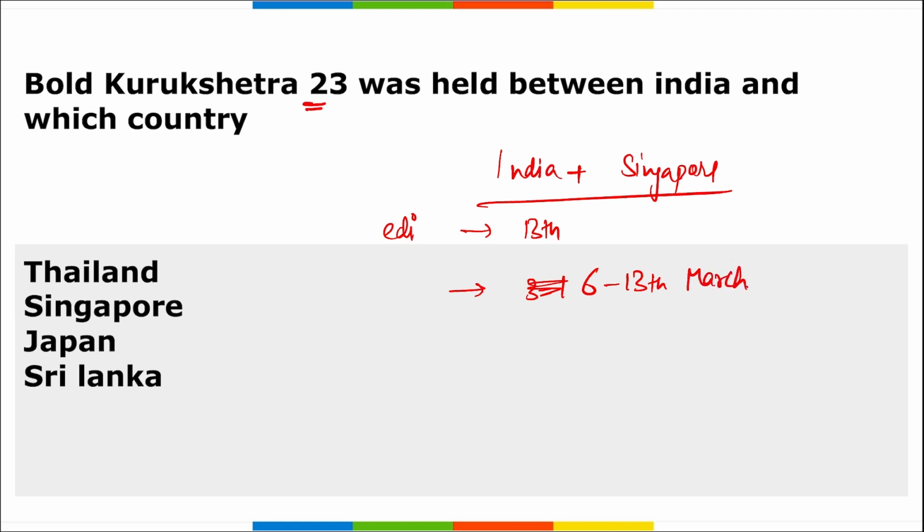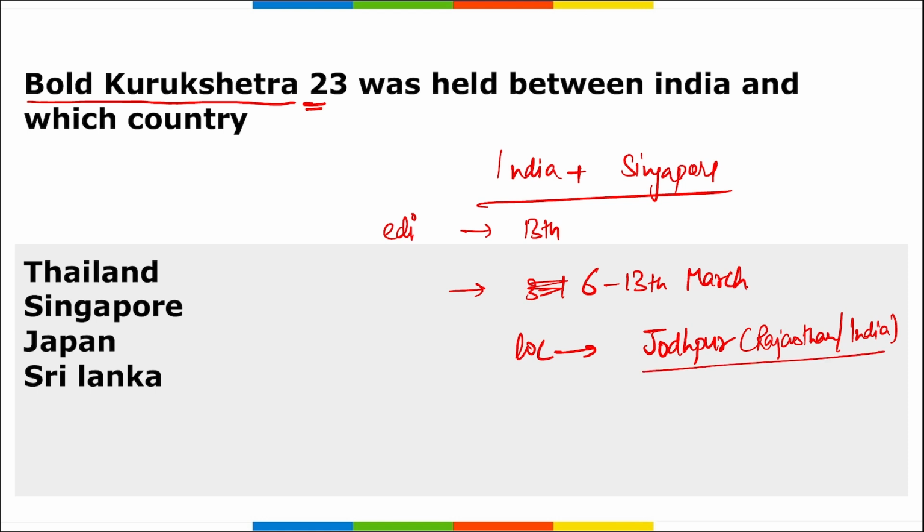Now the question can also be asked about the location. Where was this Bold Kurukshetra exercise being conducted? It was observed at Jodhpur. Alright, and Jodhpur is in Rajasthan, and Rajasthan is in India. Alright, so Bold Kurukshetra in 2023, it was the 13th edition, and the time period was from 6th to 13th of March, and the location was Jodhpur military station, that is in Rajasthan, India. Alright, important.